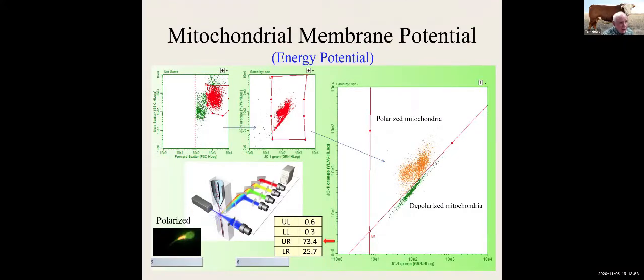With the mitochondrial membrane potential, as I indicated, the first plot is a forward scatter, side scatter again. Second one is orange versus green. And the third one is also orange versus green, but we've eliminated some of the debris again. And as the sperm are polarized with the JC1 dye, they move upward as more orange as opposed to green as they become depolarized.